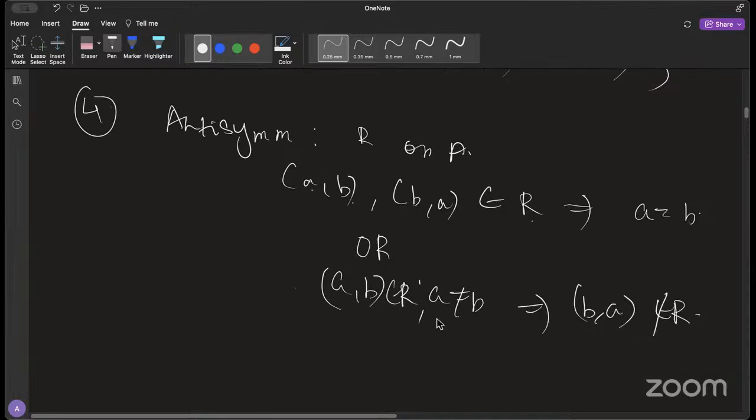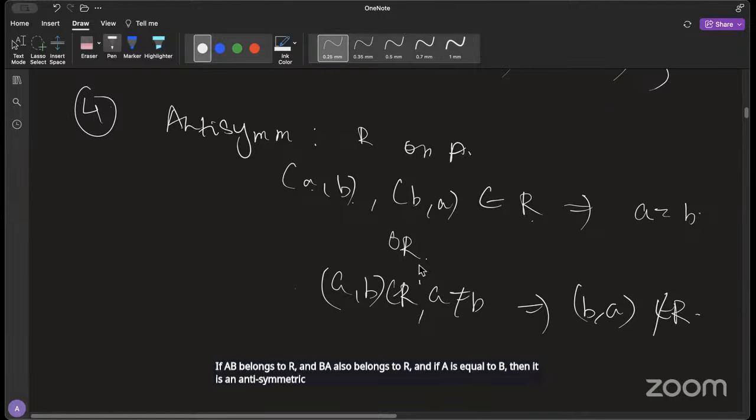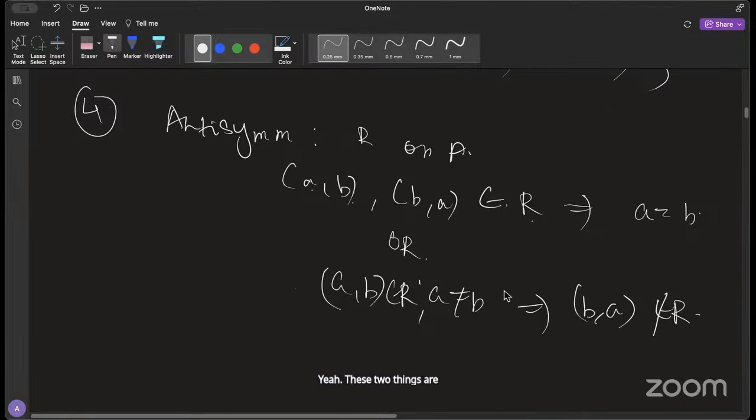You can use either definition. Ma'am, my way of looking at it is: if (a,b) belongs to R and (b,a) also belongs to R, and if a is equal to b, then it's an antisymmetric relation, right, ma'am? Yeah, that's all it is. These two things are essentially the same, just put in different words.